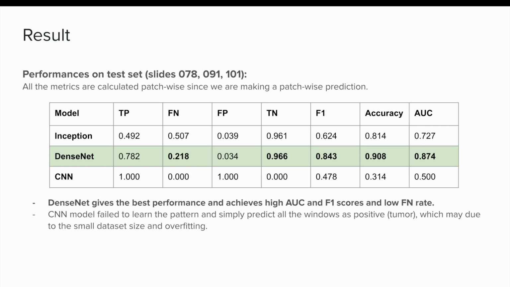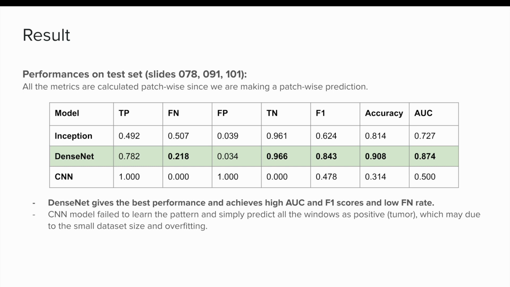Let's take a look at our model's performance on the test set. We choose several metrics, including true positive, false negative, false positive, true negative rates, F1 score, accuracy, and AUC score. Since we are doing cancer detection, we should take false negatives seriously, since we don't want to predict a tumor window as a normal one.